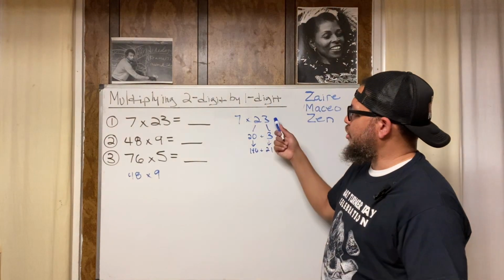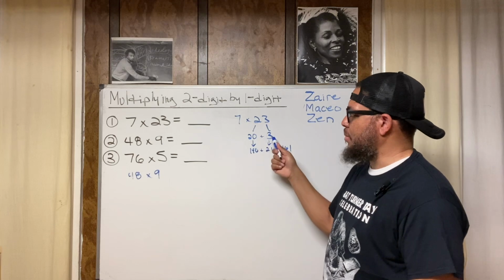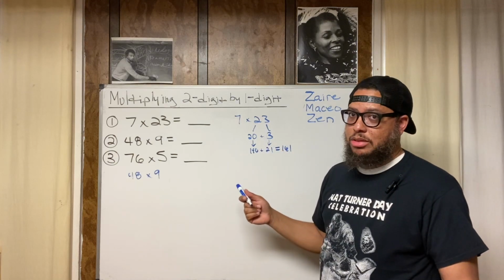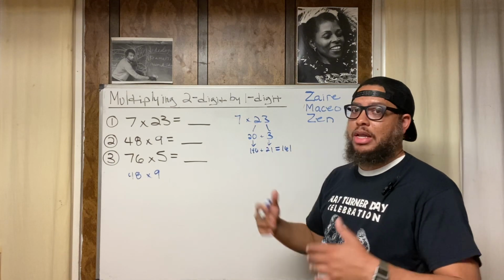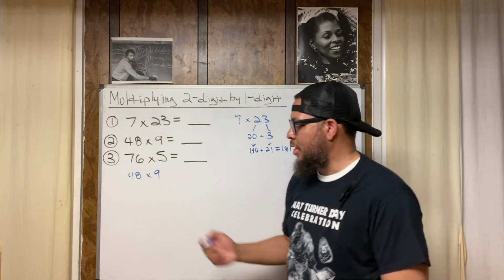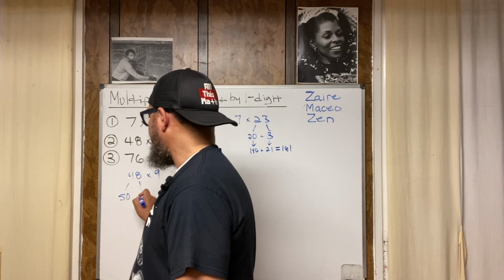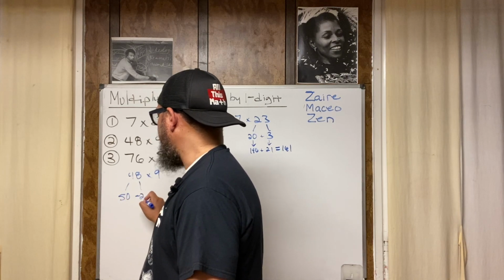I could have done 30 minus 7 instead of doing 20 plus 3. We got options. That's the thing about math. In math, you have a lot of options. There's never going to be just one way to do a problem correctly. So let's do it this other way. Let's break this down into 50 minus 2. Let's do that. All right.